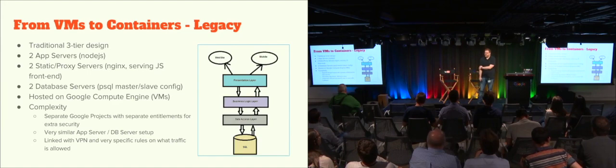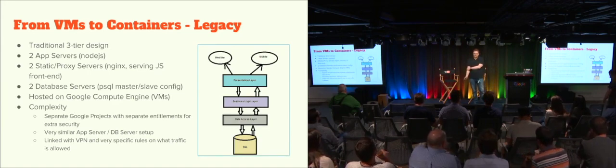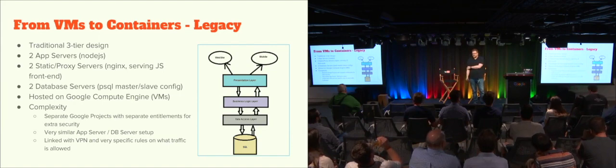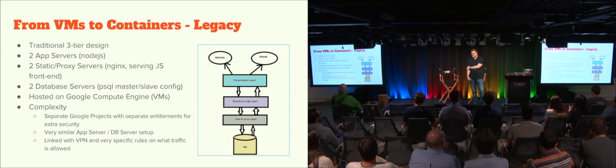So yeah, when I started, we were running everything on VMs. So we had 2 app servers, A and B, proxy servers serving the front-end content, and database servers in a master-slave configuration. It's Postgres, and we were on Compute Engine.